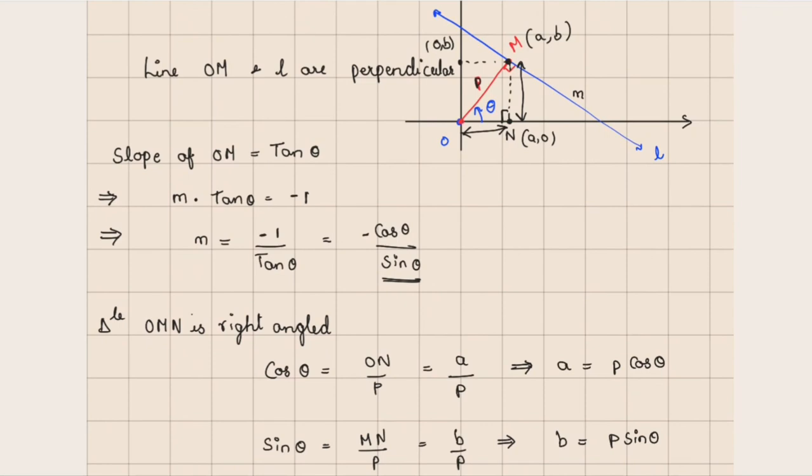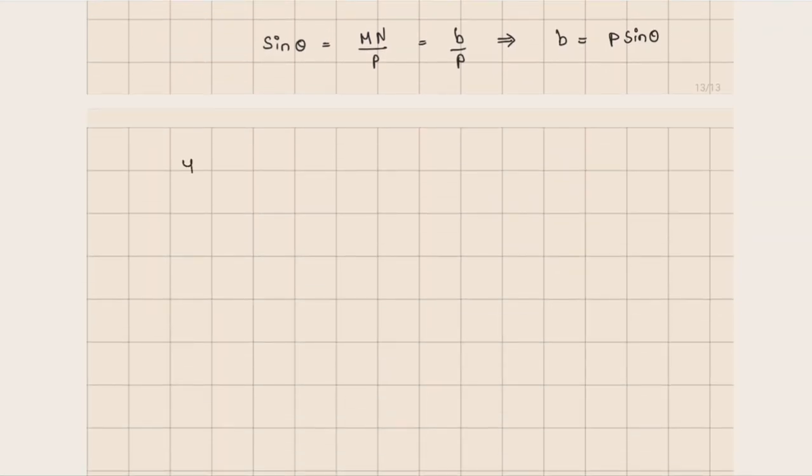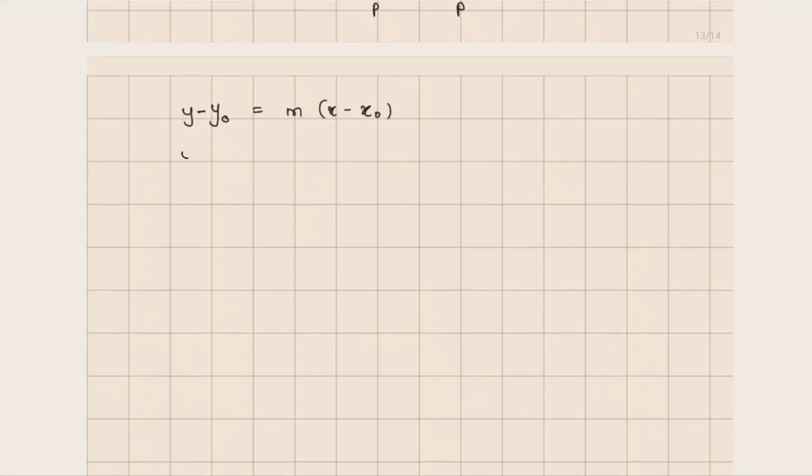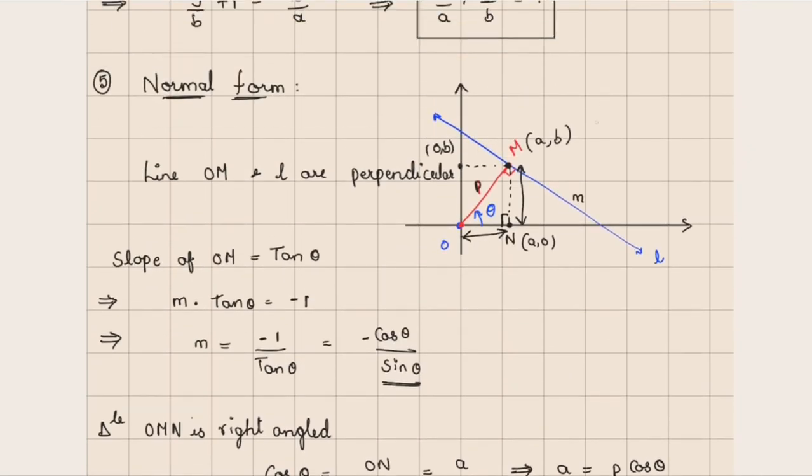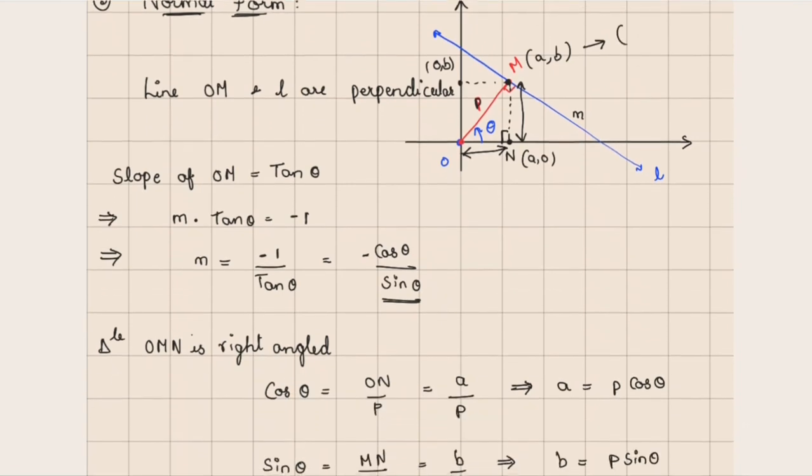So we know the abscissa and ordinate of point M. We know a point M which is on the line, and we know the slope. So from the point slope form, y minus y naught equals m into x minus x naught. We know the slope, we know the point, so we get the equation of the line. What is y naught? The point M, with A equal to P cos theta and B equal to P sin theta.